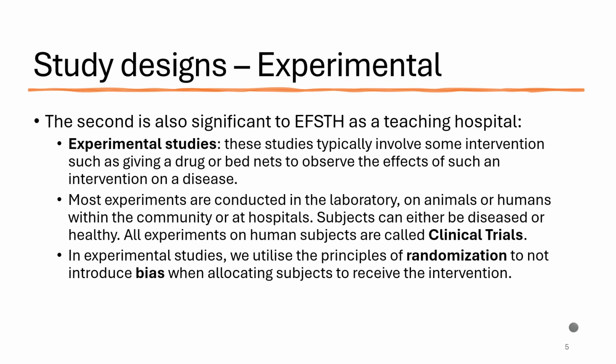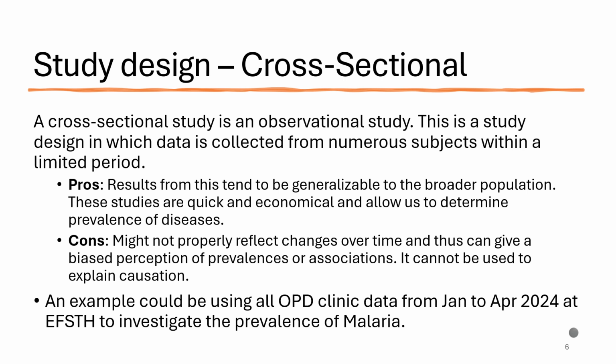A cross-sectional study is an example of an observational study. This is a study design in which the data is collected from numerous subjects within a limited time period. One of its advantages is that the results tend to be generalizable to a wider population. They are very economical and quick to implement, and it's very good at determining the prevalence of a disease.